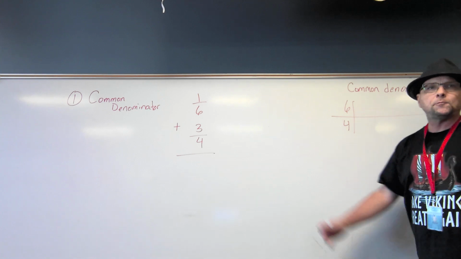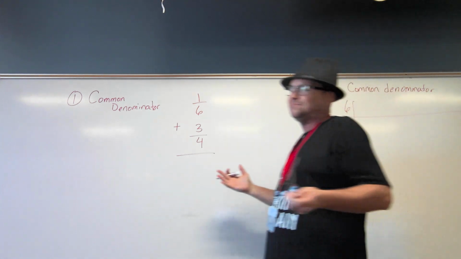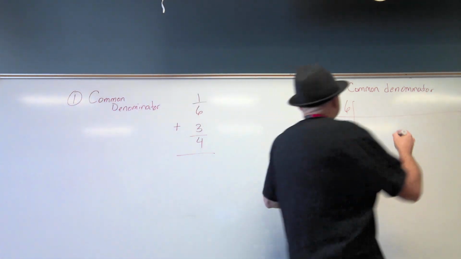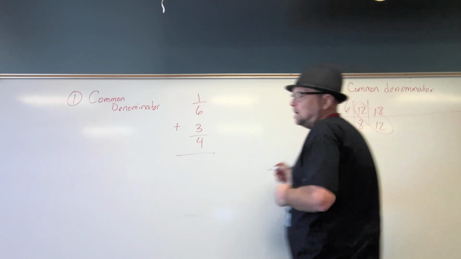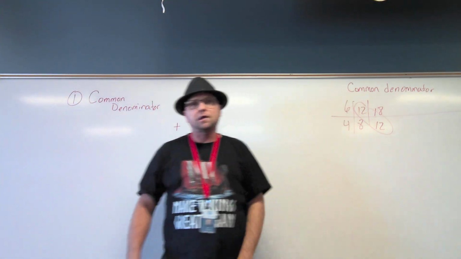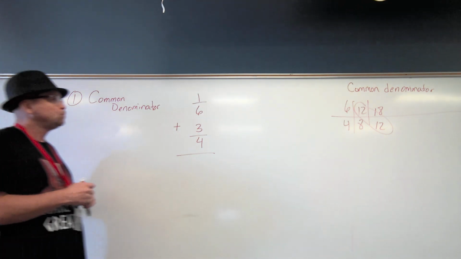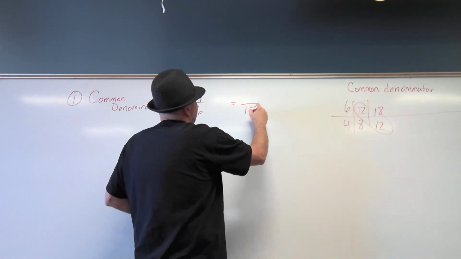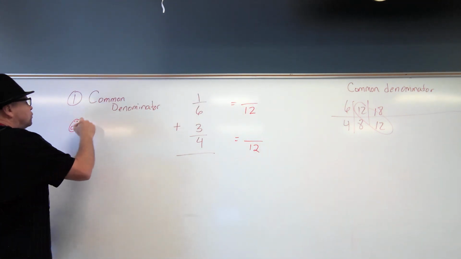I know that. And we're supposed to find the first one that appears in both lists. Why the first one? Well, because the bigger the number you pick, the more you're going to have to simplify. So if we have 6, 12, 18, and 4, 8, 12, my common denominator is 12. So now if you're stuck at home, you can jog your memory on how to find a common denominator. Since 12 is our common denominator, we have to make these fractions have a denominator of 12. So we need to make equivalent fractions.